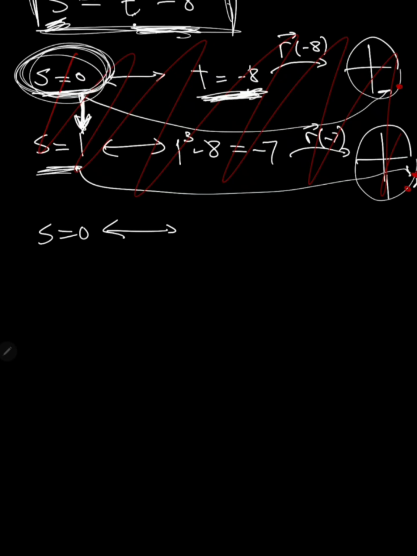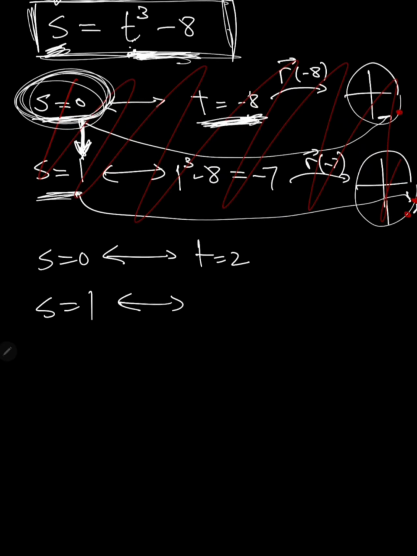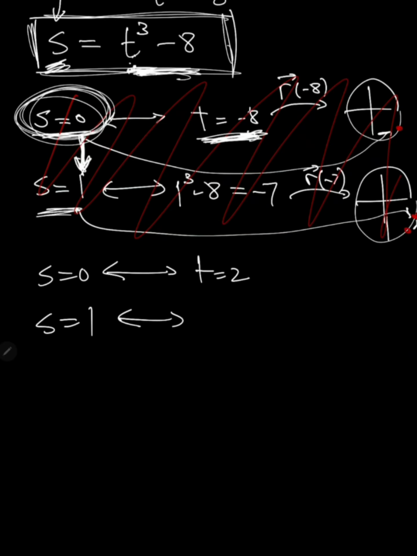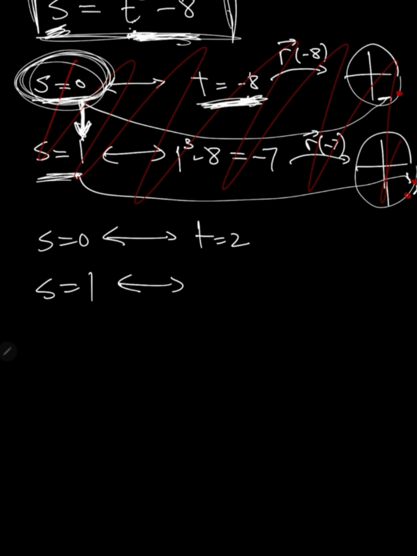When s is 0, what is t? t cubed is equal to 8, and so t is equal to 2. When s is equal to 1, what is t? You throw the 8 to the other side and you get 9. t cubed is equal to 9, so t is equal to the cube root of 9.